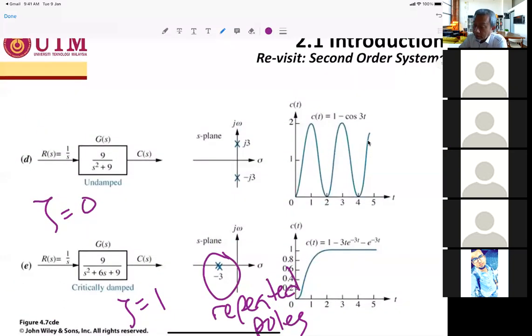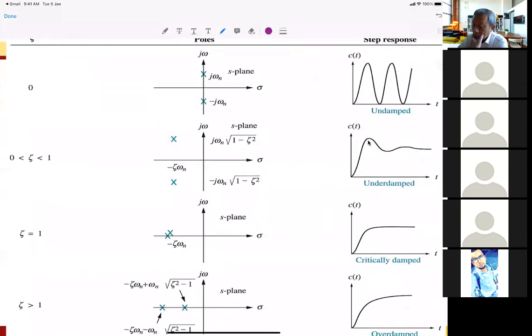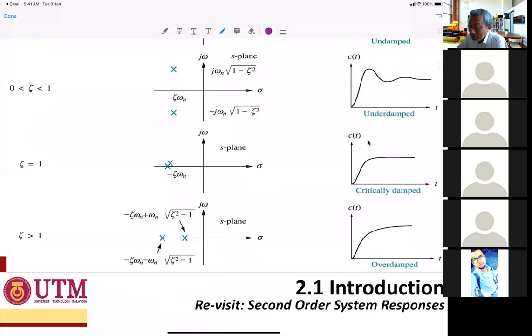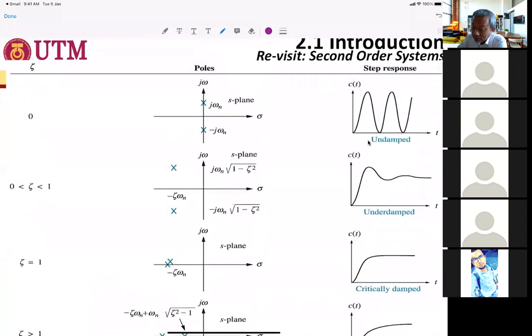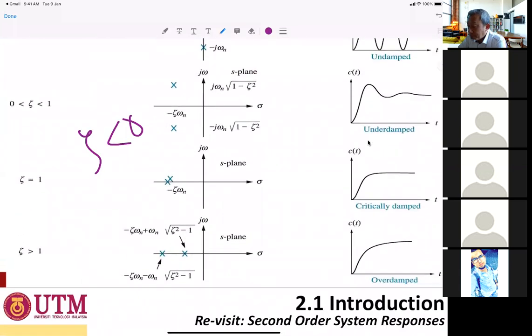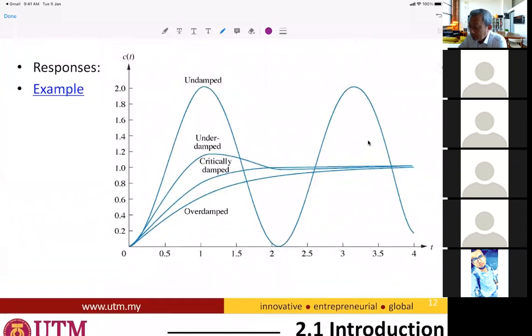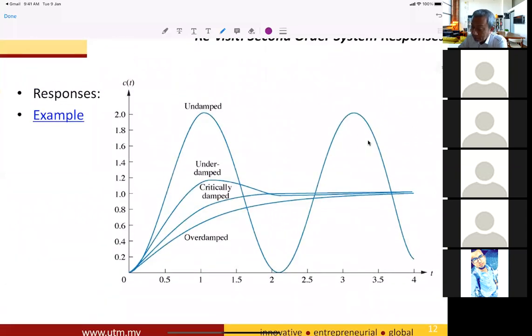Negative damped is not shown here. Negative damped is zeta less than 0. It's unstable. So there are four categories here, and you can add more for the negative damped, where zeta is less than 0. So this is all 5 categories under one graph.